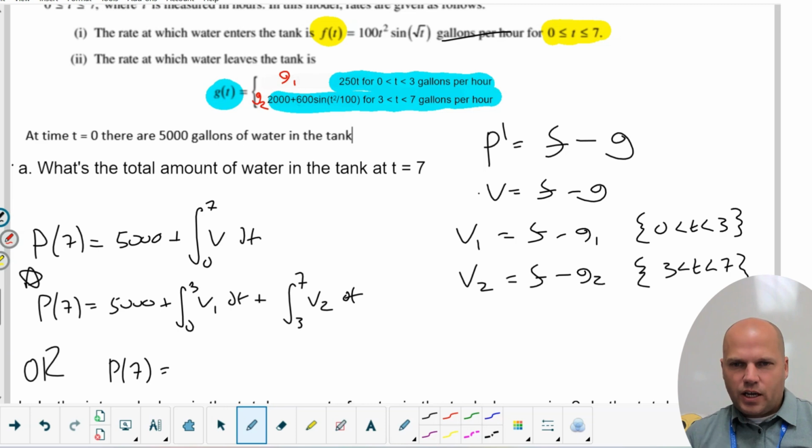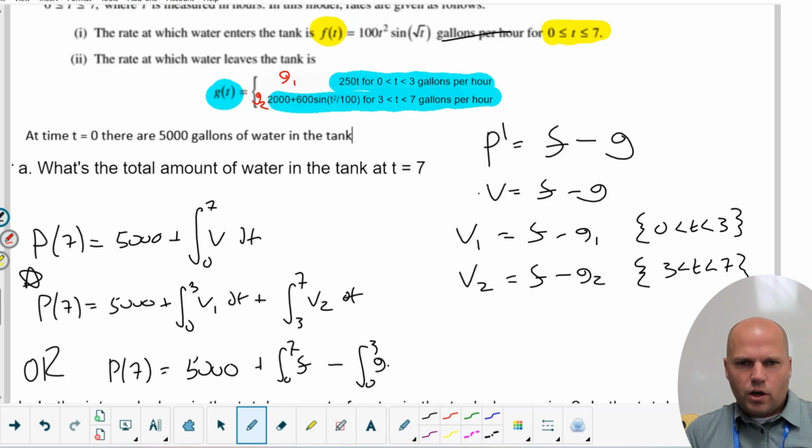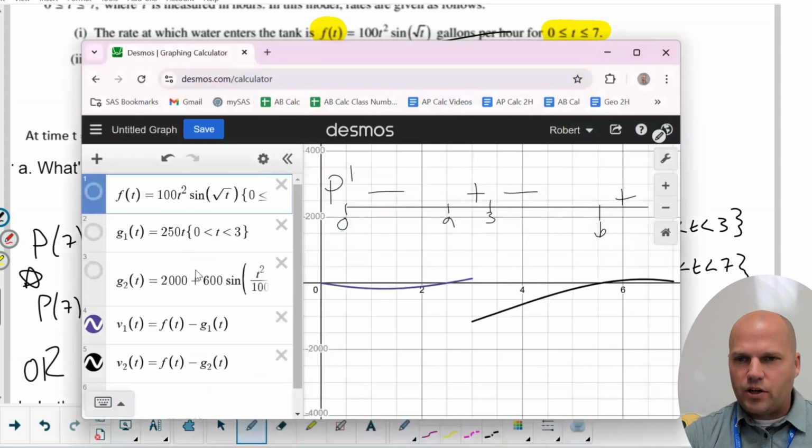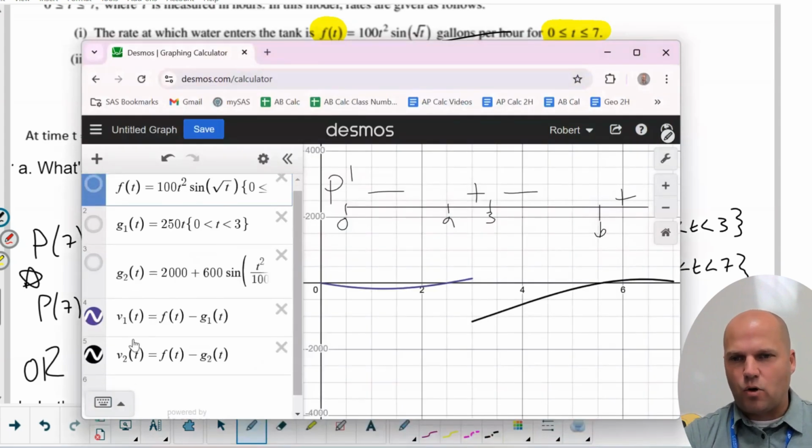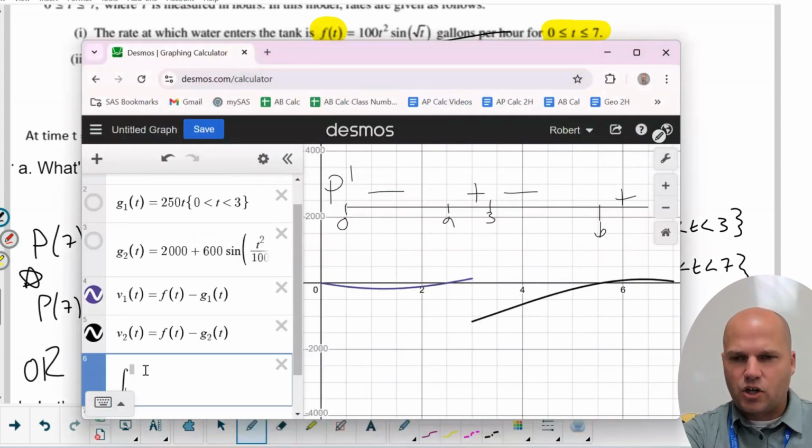I prefer this. I like this. It just plays into what I know. I could have said I have my 5,000. I have all of my water flowing in, and then I have my 2 separate waters flowing out. I'll subtract 0 to 3, G1. I'll subtract 3 to 7, G2. If you type this in or type this in, you're going to get the same exact thing. You're just going to have to make sure when you're doing your Desmos that you label V1, V2. Make sure you integrate the correct thing.